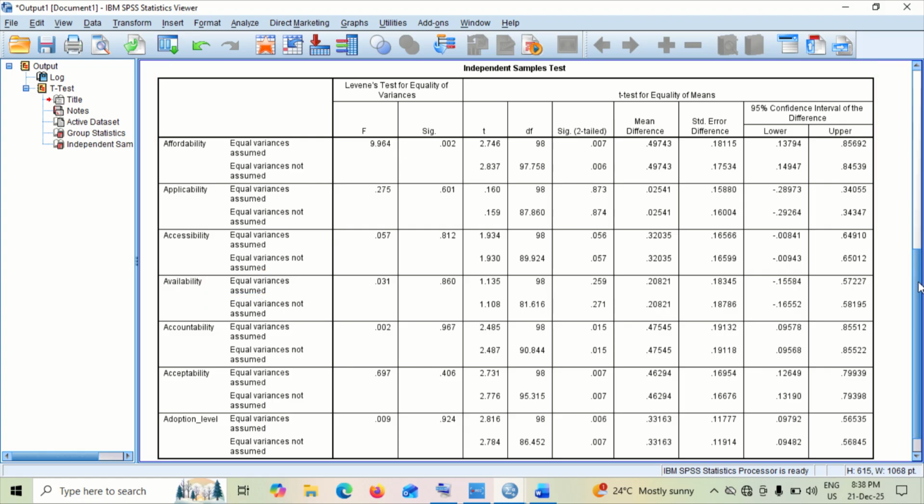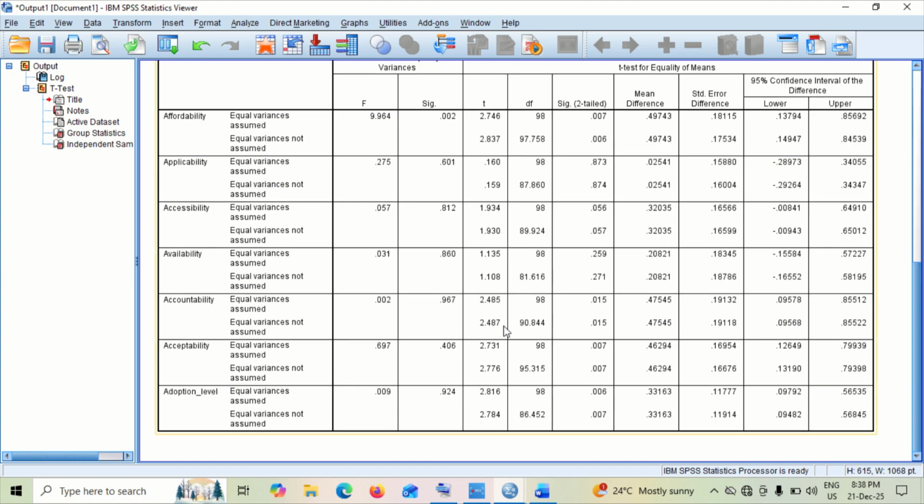Moving to the next three components or variables: accountability, acceptability and overall adoption level. Here we can see that the significance value of Levene's test is also greater than 0.05, therefore equal variance assumed has to be selected, and the t and significance value corresponding to equal variance is selected for analysis of mean comparison.